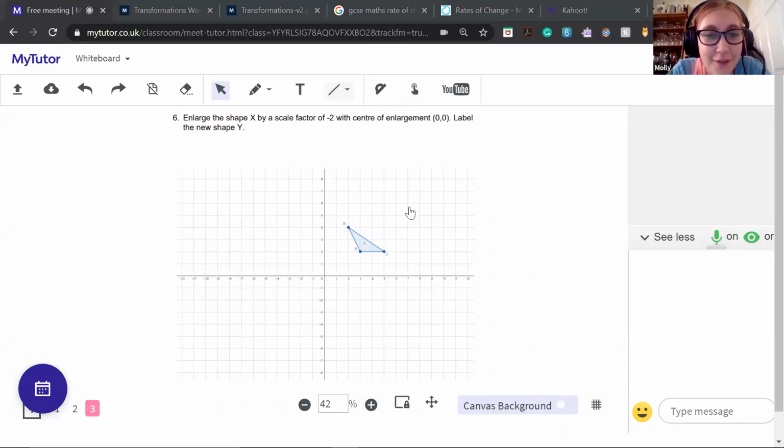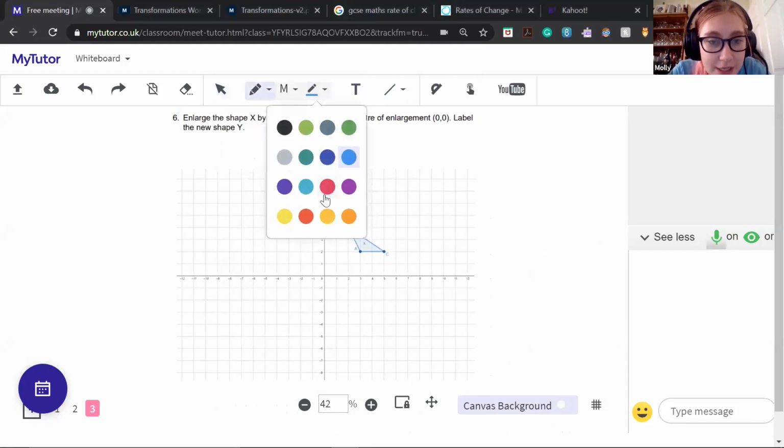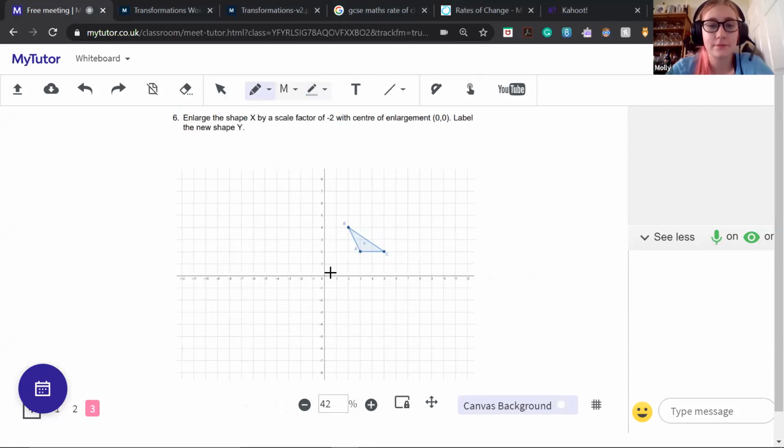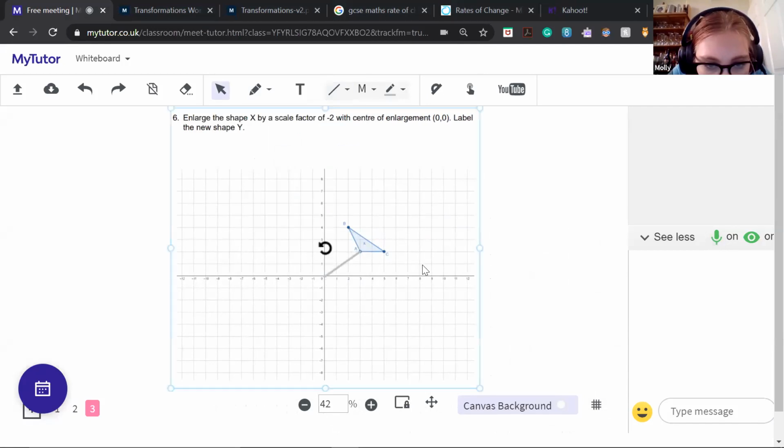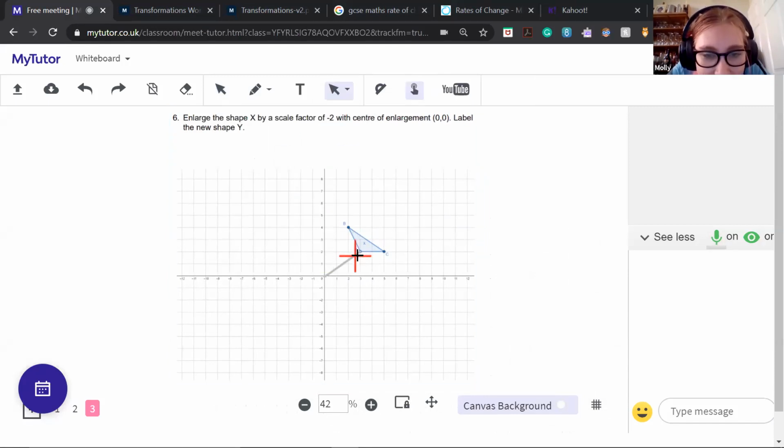So here we want a scale factor -2, and center of enlargement is the origin. So that's pretty good because that means that it's just in the middle. Nice, easy one to keep track of. And we've got them labeled. So we'll start with A. We draw our line from A to the origin, or the origin to A, whichever way you want to think about it. And we can see that this goes across 3 and up 2. So we do the same thing but backwards and twice. So we go from here, and instead of going once this way, we go twice this way.